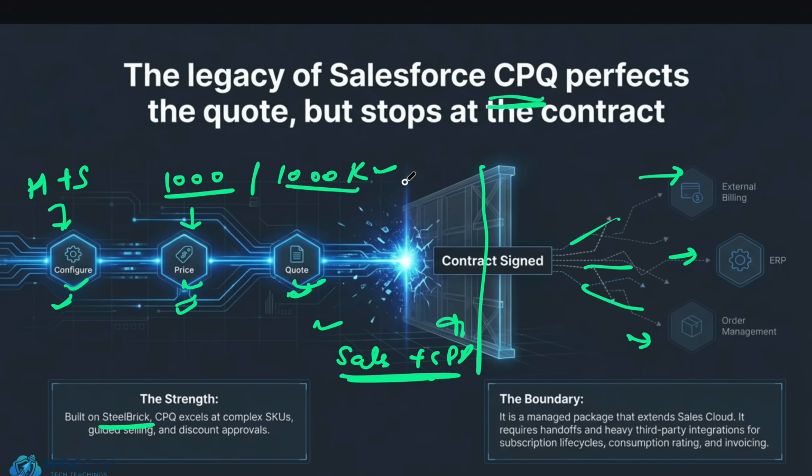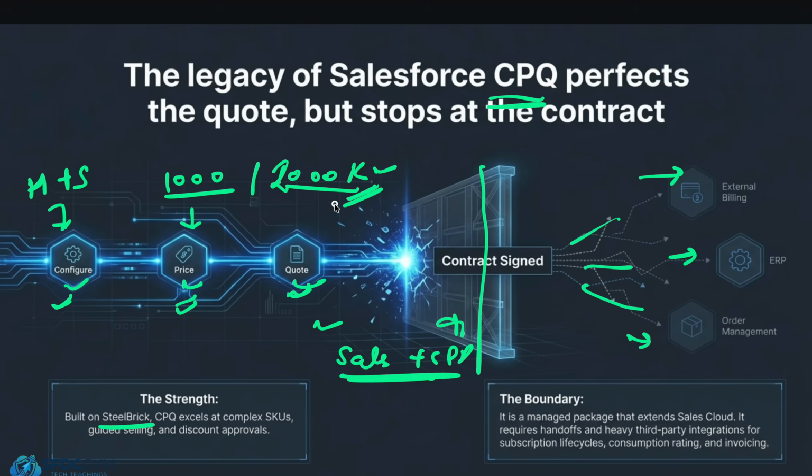For example, let's say your shipment is about to leave, and at that time your customer says, hey, I don't want this number. I need 20,000 screens. So this increase from 1,000 to 2,000 is not easy in CPQ. Why?